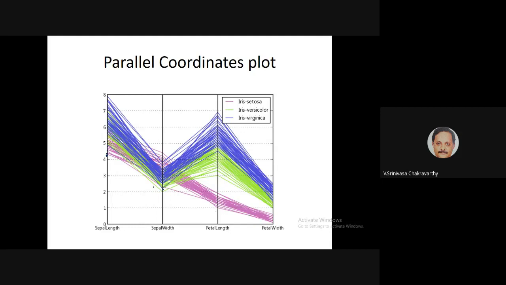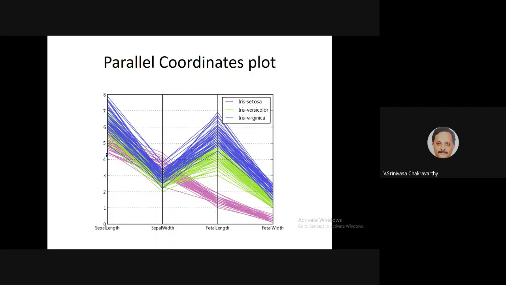That line with all these bends indicates the data of one flower. Each flower has four features, and each of these features gives you a point on each of these lines. So connect those points using a colored piecewise linear curve, and that curve indicates one flower. Like that, you'll have a bunch of purple piecewise linear curves to indicate all the Iris setosa flowers. Similarly, you have a bunch of navy blue curves for Iris virginica and a bunch of green curves for versicolor.